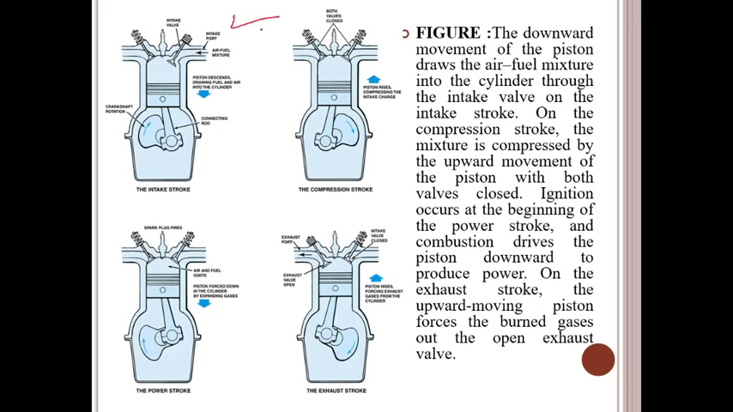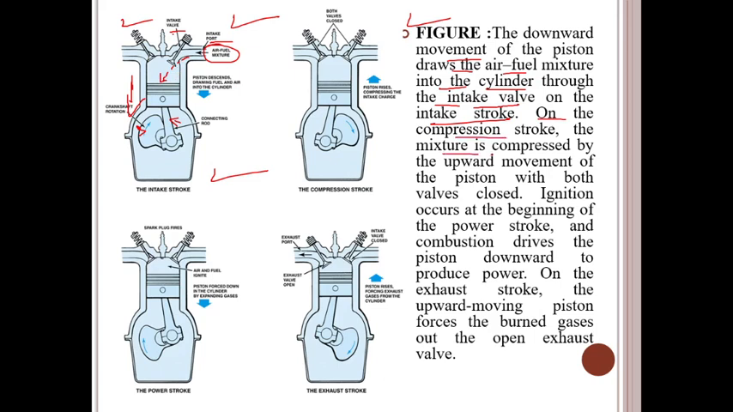So you see the figure here, guys. This is the intake stroke. There is a connecting rod, a crankshaft, and a piston cylinder arrangement. Intake valve: the air fuel mixture is inlet through the intake port. This is the exhaust valve. The downward movement of the piston draws the air fuel mixture into the cylinder through the intake valve on the intake stroke. When the piston is coming downward, the mixture enters the piston cylinder arrangement.